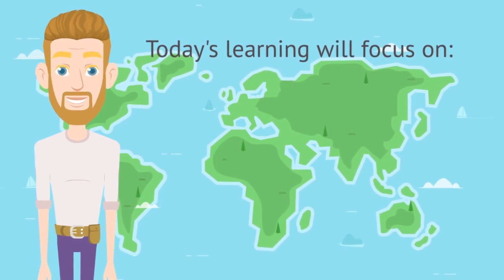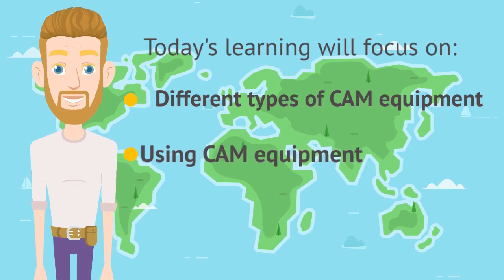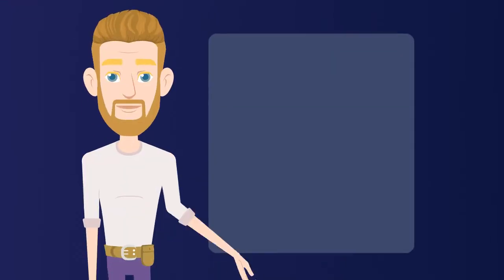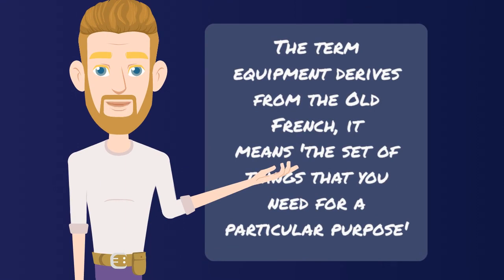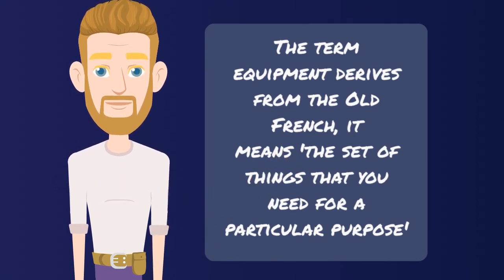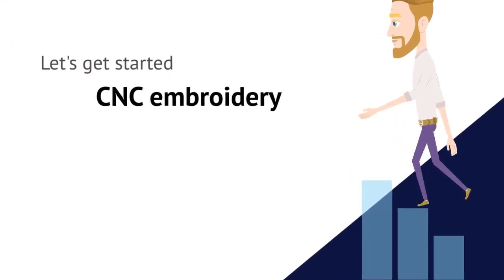Today's learning will focus on different types of CAM equipment and using CAM equipment. The term equipment derives from Old French. It means a set of things that you need for a particular purpose. Let's get started. CNC embroidery.